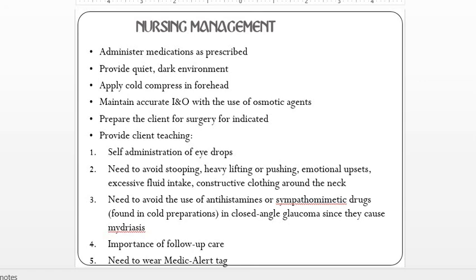We need to convince them to avoid the use of antihistamine or sympathomimetic drugs, which is found in cold preparation, in closed angle glaucoma since they cause the mydriasis. So one of the most important teaching is to avoid the antihistamines or sympathomimetic drugs. They can cause the mydriasis. Okay. Importance of follow-up care. Need to wear medic alert tag. It is one of the important factors that may help other people understand the condition and help you to get the proper treatment rather than the wrong treatment.